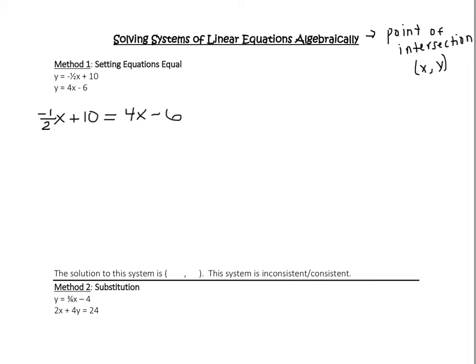So the goal is to get x's on one side, numbers on the other. There are many ways to start off this problem. I'm going to add 1/2 x to both sides. That's my personal choice.